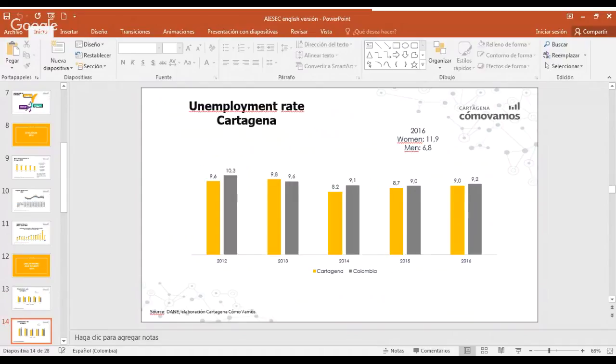In the unemployment rate, we can see that in 2016 it was 9, and the national average, as we can see in the chart with the color gray, is 9.2. And there is still a gap between women and men, because the unemployment rate for women is higher than for men. The women's is 11.9, while the men's is 6.8.